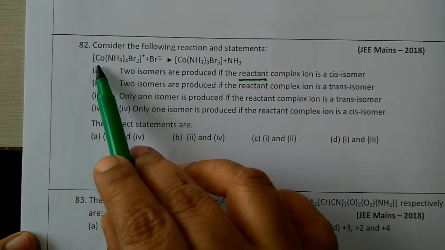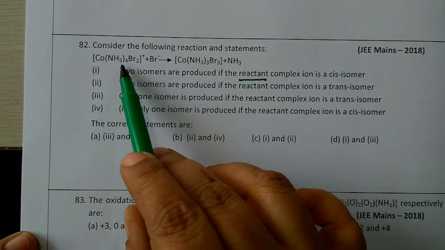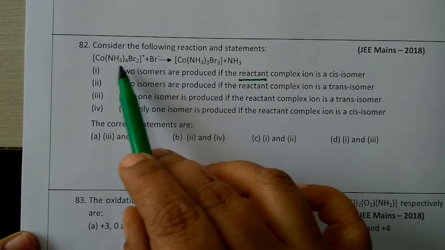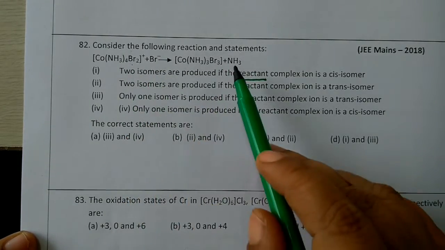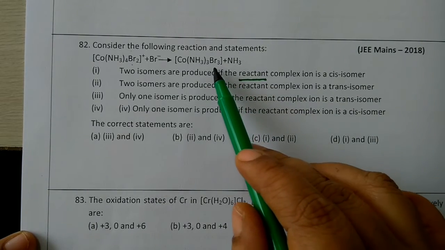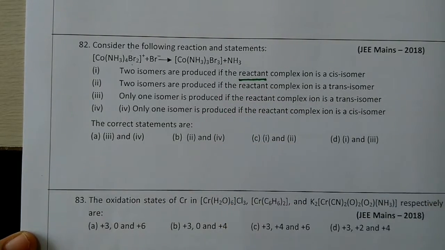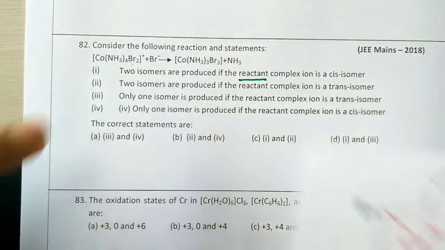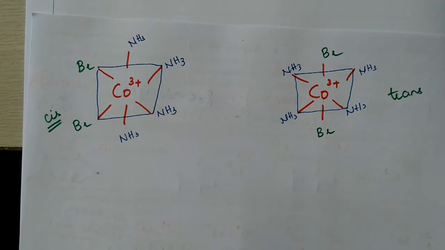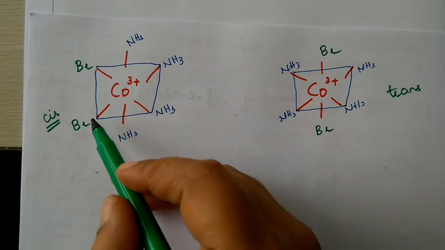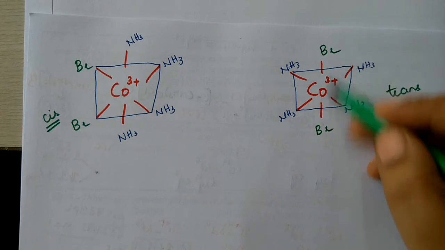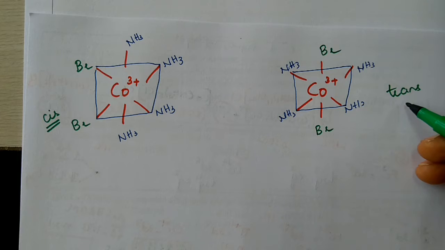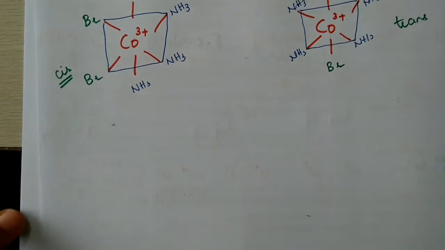In the reactant, we have Co(NH3)4Br2, 4 NH3 molecules and 2 Br. What we are doing in the reaction is we are adding 1 Br minus and removing 1 NH3. One NH3 is removed and one Br is added. So we can write the reactant of 4 NH3 and 2 Br in 2 different forms. You can observe over here, Br adjacent to one another, it is cis. Br opposite to one another, it is trans.